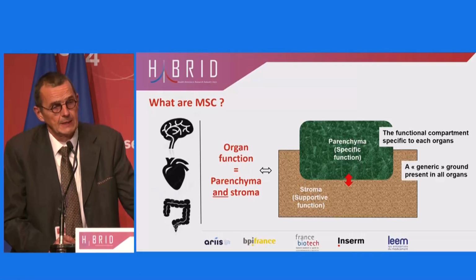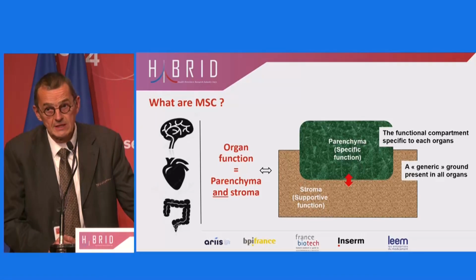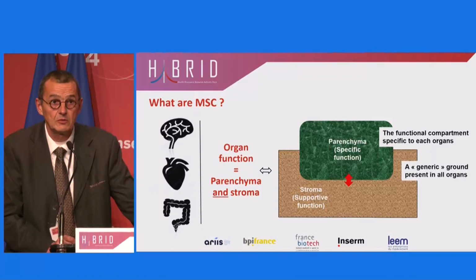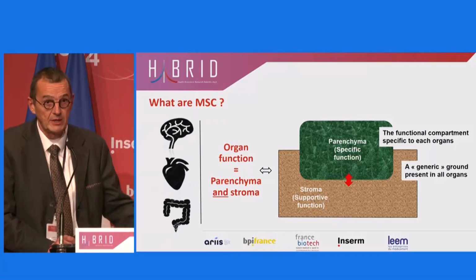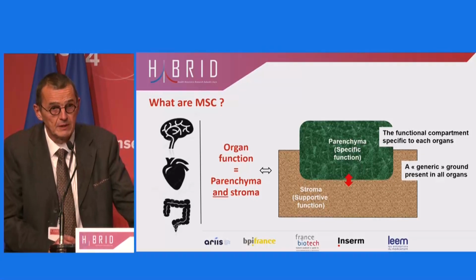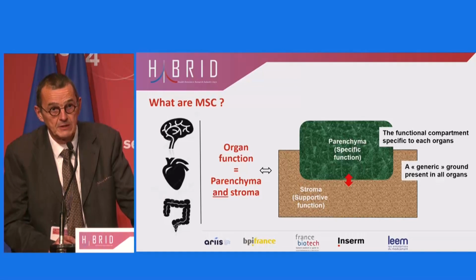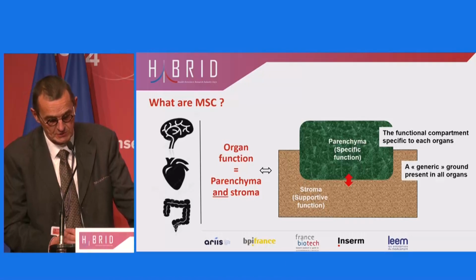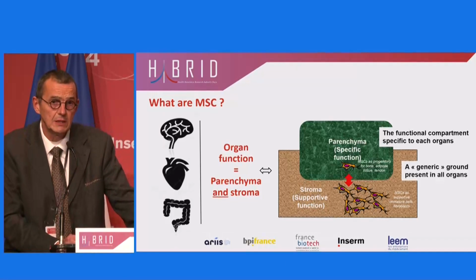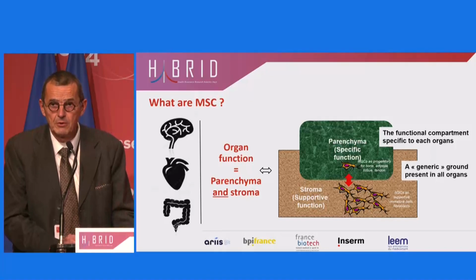So, first of all, to understand the role and the function of MSC, it's necessary to take a step back. Indeed, any function in any organ is a result of a strong interaction between two cell compartments. The first one is the parenchyma, which contains the specialized cells, such as cardiomyocytes for heart, neurons for brain, and stroma. Stroma is a ground for the specific compartment of parenchyma. And with such a picture, you see that MSC can be found in both compartments.